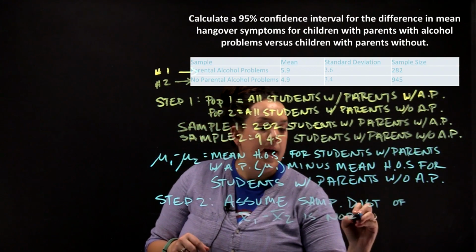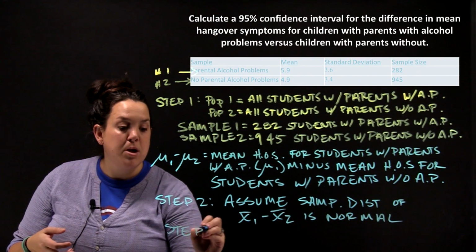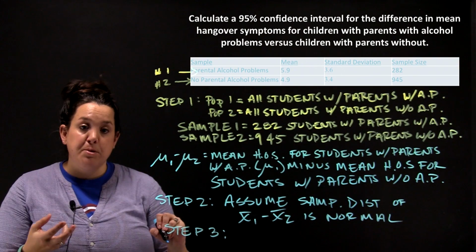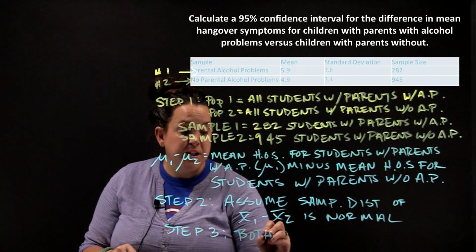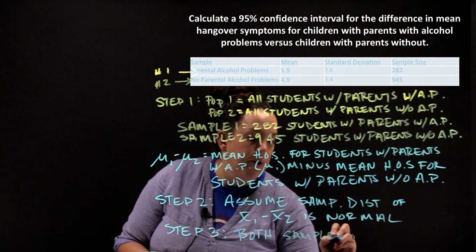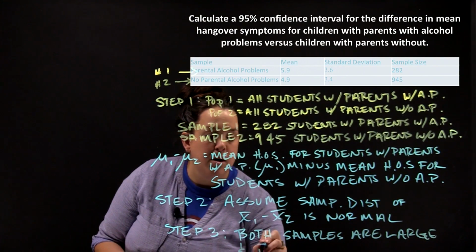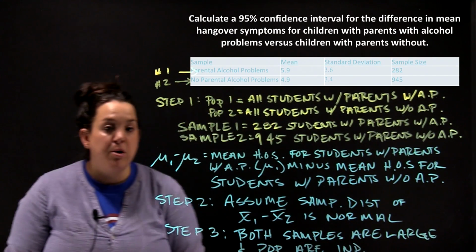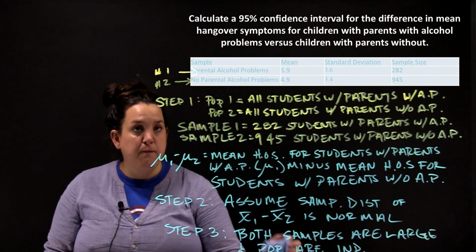is normal. And to verify that, we have conditions that we have to check. And so in step 3, when we check our conditions, we either have to have large sample size, or both samples have to be from populations that are normal, and the populations have to be independent. Well, both have very large sample sizes, so 282 and 945 is large enough, so both samples are large. And we can assume that the populations are independent, because I wouldn't expect the hangover symptoms for students who have parents with alcohol problems to affect students with parents without. So next we'll move into step 4.